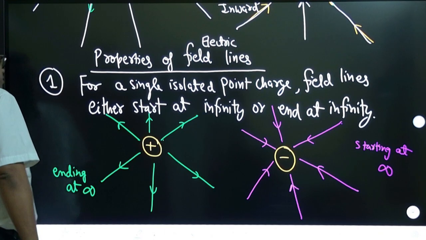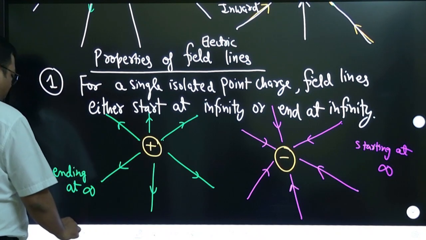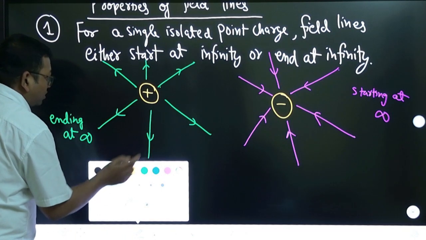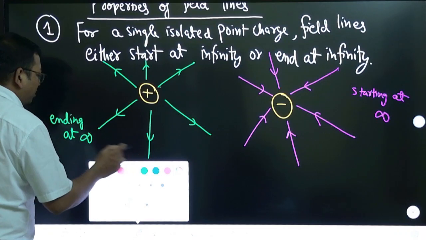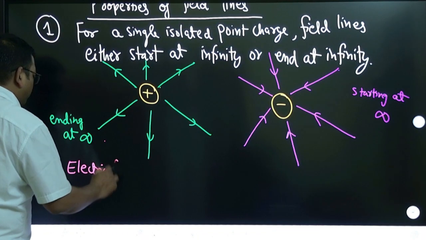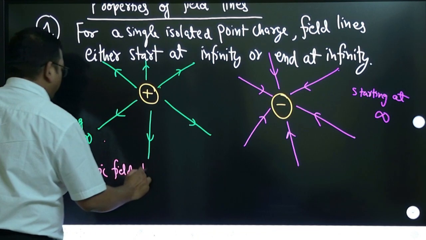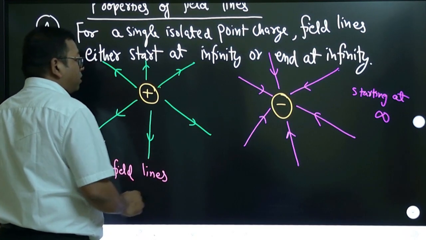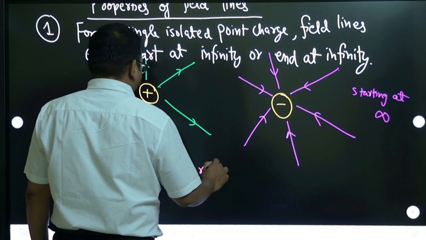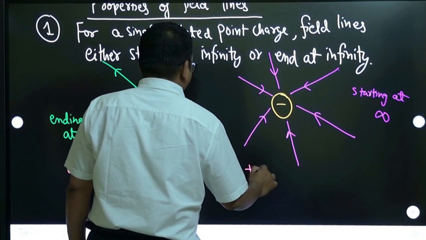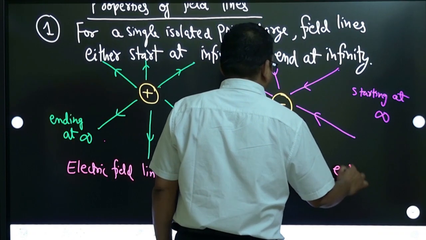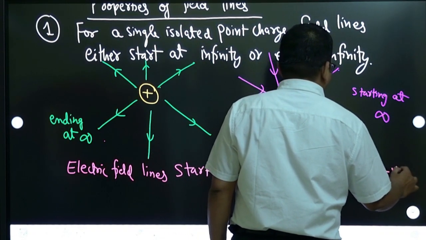So now we can write one thing, that electric field lines start from positive charges and end at negative charges.